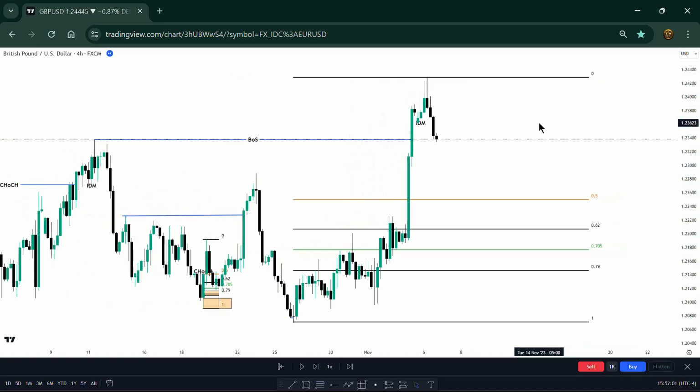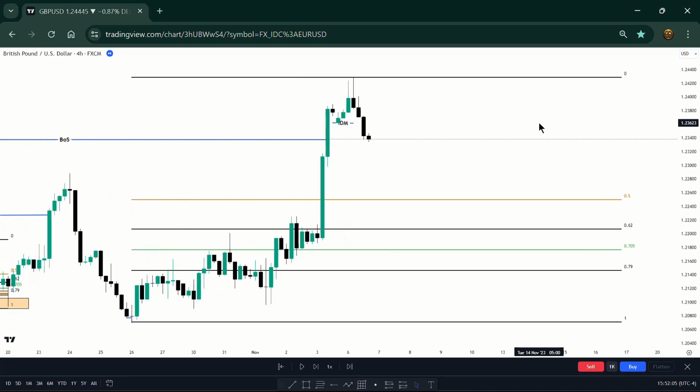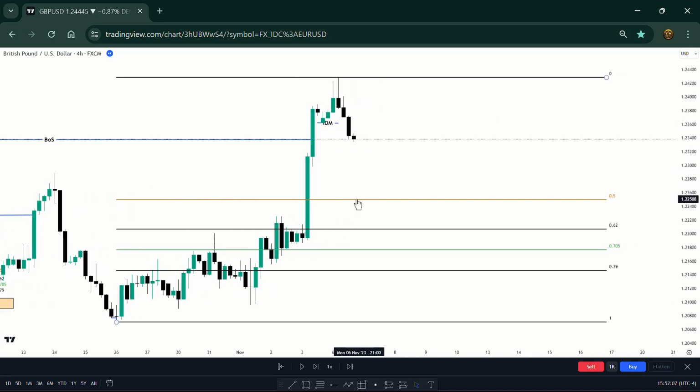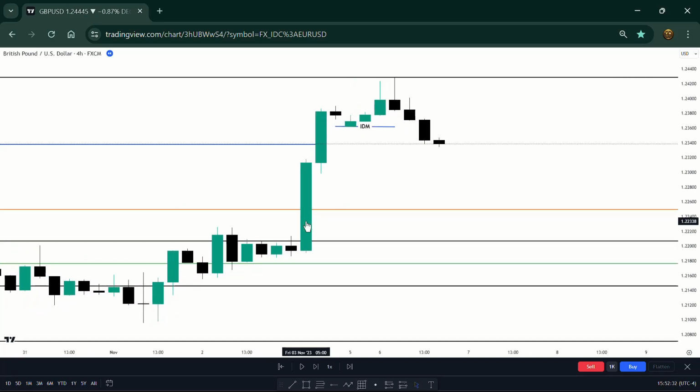It's not complicated, guys. It's not complicated. Okay, so under this equilibrium here, this is the equilibrium. I mean, this is a discount level, under the equilibrium. So this is where you start looking for your POI. And where is your POI? Where is the first POI? This one is very clear. Okay, this one is very clear. If you want, you can even do this.